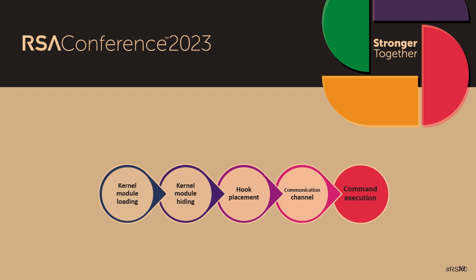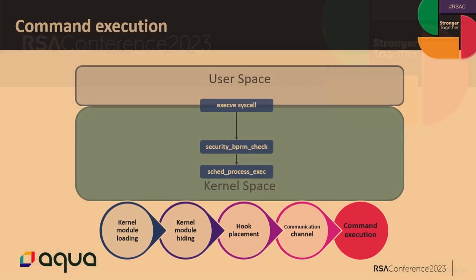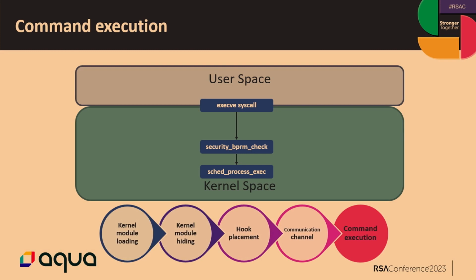Our next stage is command execution. This is the final stage that kernel modules allow the kernel rootkit. When we look at a normal execution, basically it's performed by the execve syscall. The execve syscall, as you can see, calls in turn security_bprm_check, which calls sched_process_exec. Those two are functions inside the kernel that spawn a new process execution in the user space.